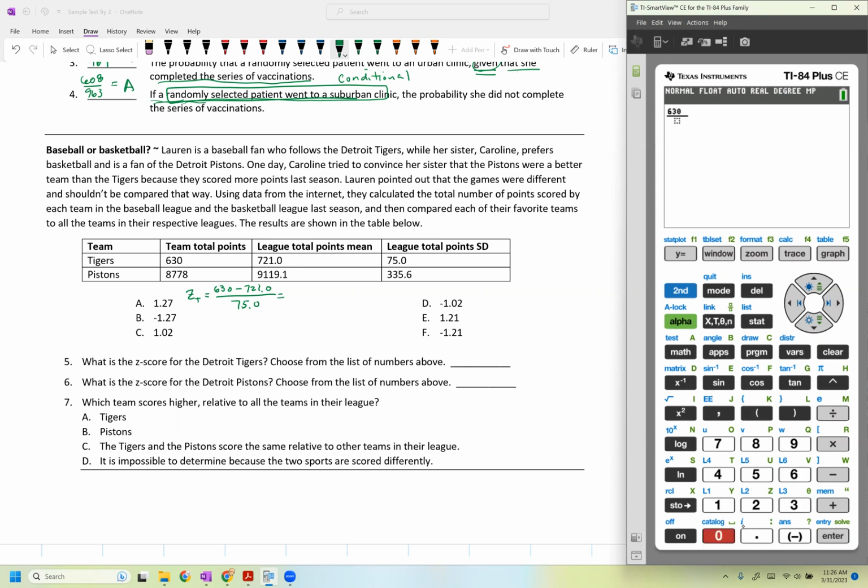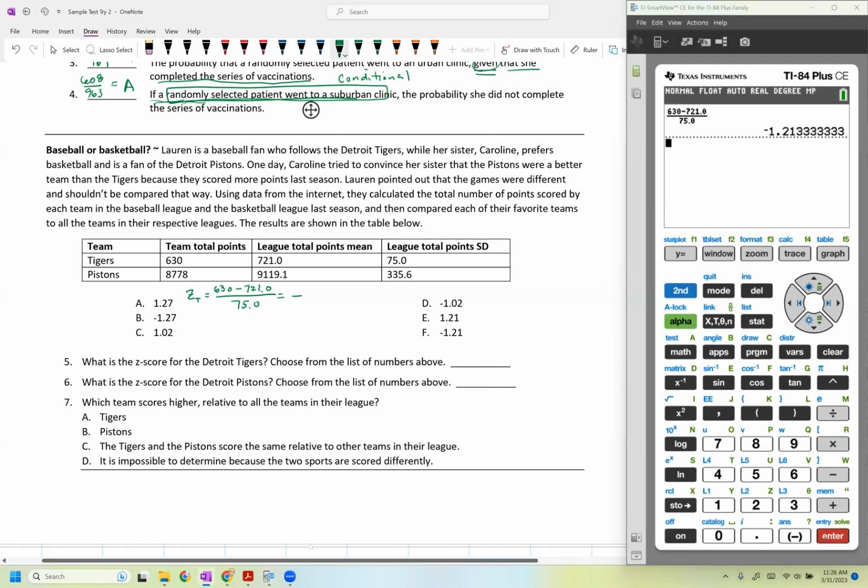So 630 minus 421. I'm going to put a 0.0 in there, and I'm going to divide it by 75.0. If I don't put the 0.0 in and I hit enter, the fraction will come as a fraction, but I really want this to be a decimal answer. And so we can see the right answer for the Tigers is answer F.